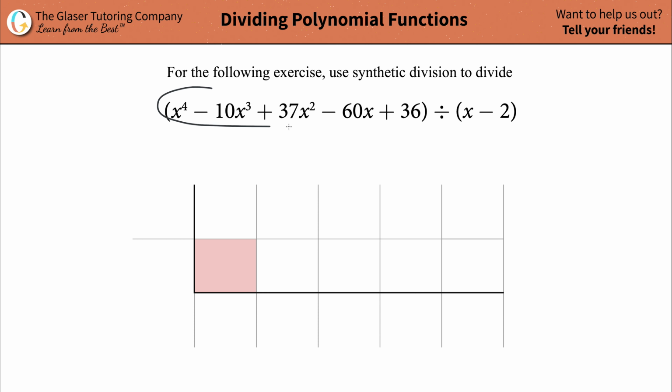First thing is, look at your dividend. That's always the item to the left of the division symbol. Look at the highest power of x and add 1 to it: 4 plus 1, which is 5. That tells you the number of columns you're going to need in your synthetic division table, which lies inside the little angled line.